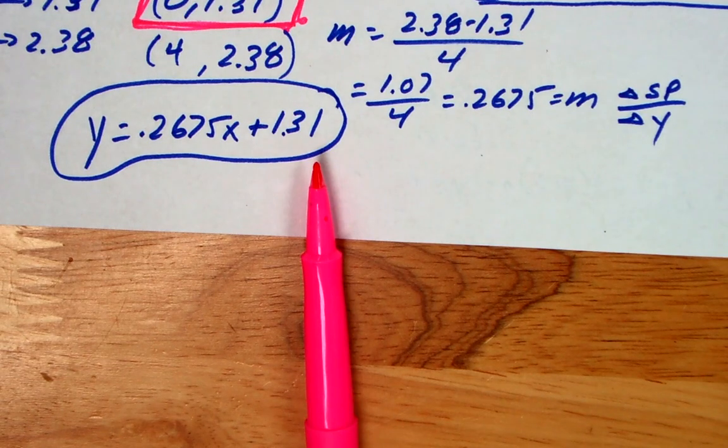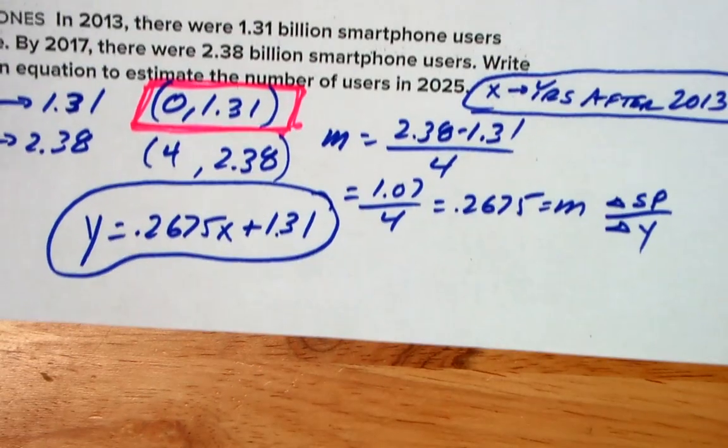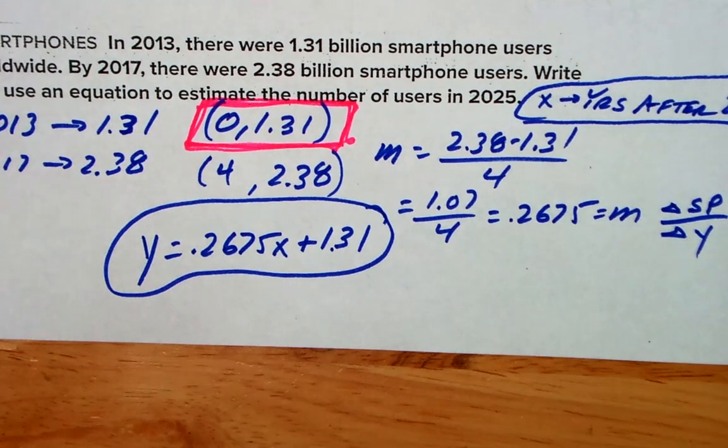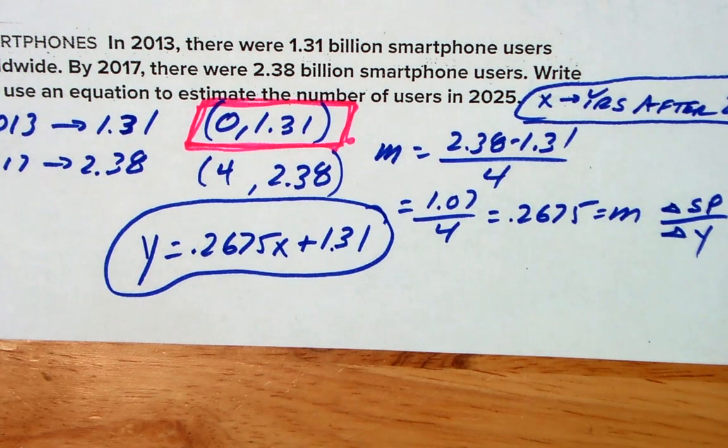Okay? So here you go. Here's your challenge. It's not really too much of a challenge, but it might make you think. Answer the question: how many users are there in 2025? You have to plug in a number. Should I plug in 2025? I've got to plug in how many years it's been since 2013. So you're plugging in 12.